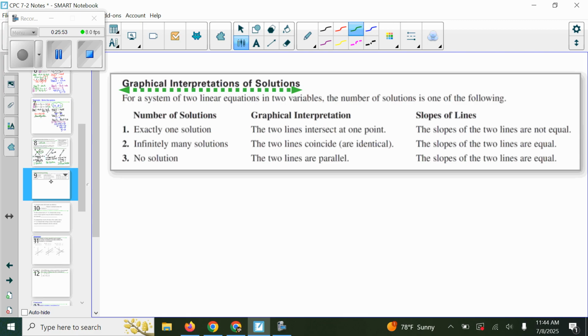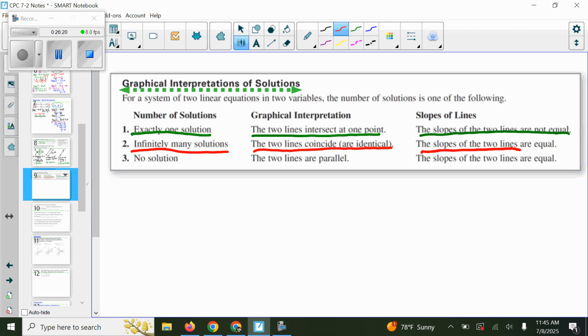So I have a follow-up, just a more clear way to make sure you have all the information that you need. So the number of solutions: if you have exactly one solution, the 2 lines intersect at a point and the slopes of the 2 lines are not equal. If you have infinitely many, in other words, they're the same line, the 2 lines coincide. That's another fancy way of saying they're identical. It's the same line. The slopes of the lines are equal, and their y-intercepts are equal as well. So I'm going to add that to that list. And if there's no solution, the 2 lines are parallel, the slopes are equal, but they must have different y-intercepts, right? So when we think about what those would look like.